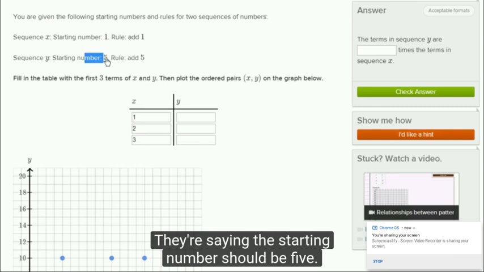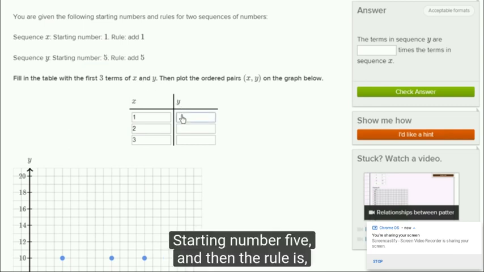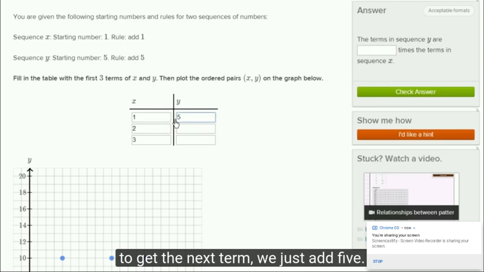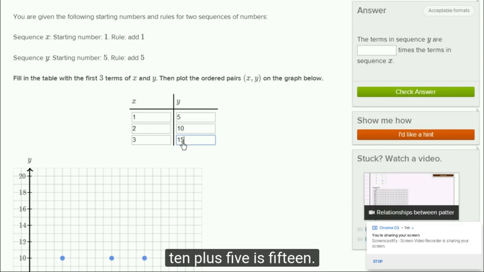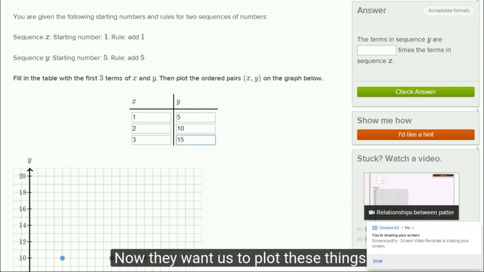Now let's look at sequence Y. They're saying the starting number should be 5. Starting number 5. And then the rule is, to get the next term, we just add 5. So 5 plus 5 is 10. 10 plus 5 is 15. Now they want us to plot these things.